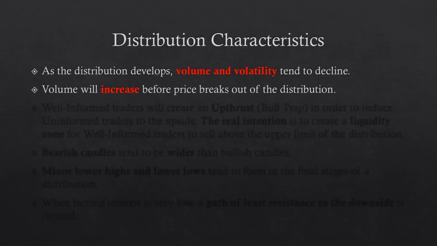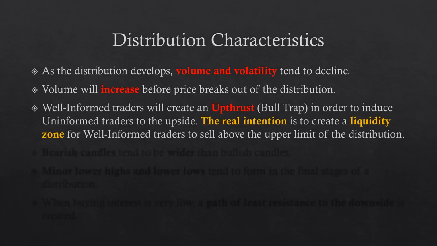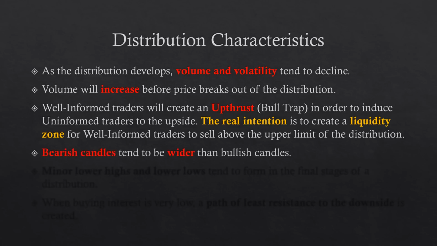In the attempt to manipulate uninformed traders, large traders will create what is called an upthrust, which is a false bullish breakout intended to induce uninformed traders to buy at higher prices, just so that well-informed traders can sell more at an extremely good price. Since well-informed traders will be absorbing demand constantly, the bearish candlesticks will tend to be wider than the bullish ones.